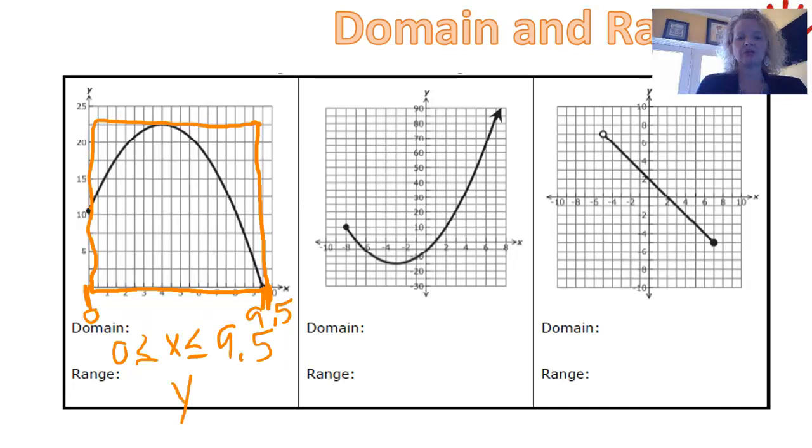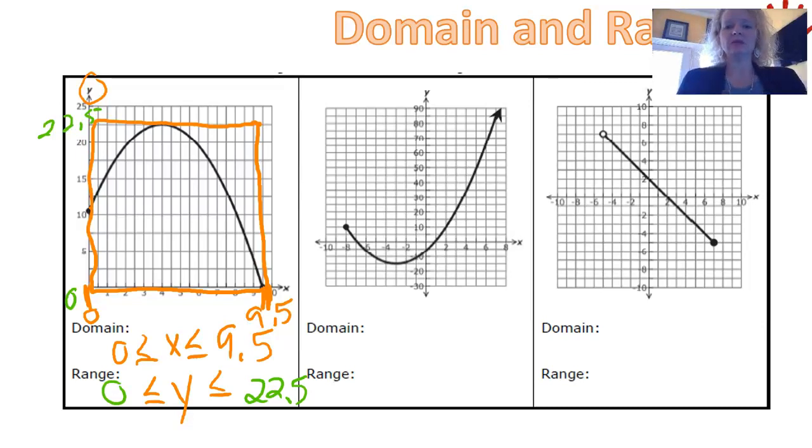Range, we already know that it's the y value, so we're going to go ahead and put that information in. And you only go up the y-axis. So 0 to 22.5. Once again, domain and range of a function.